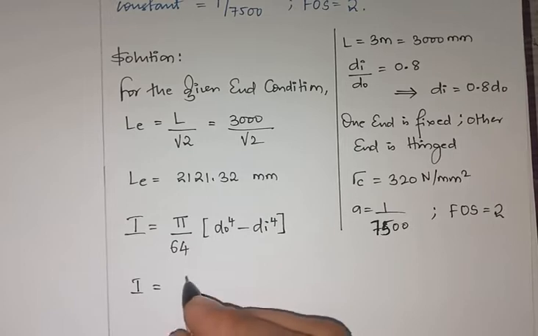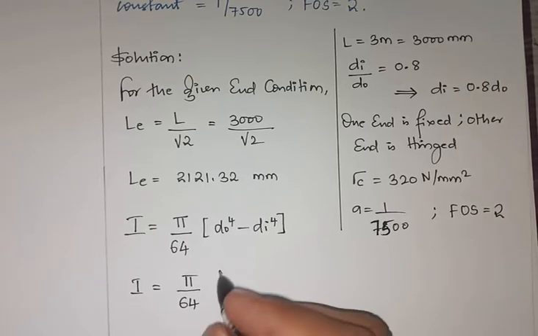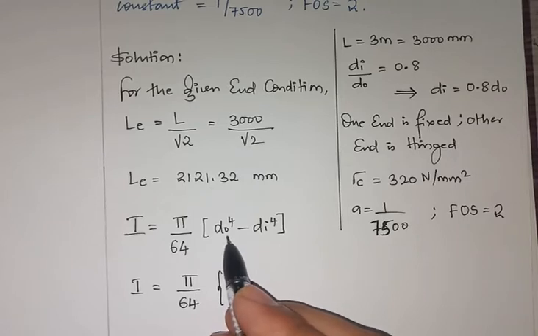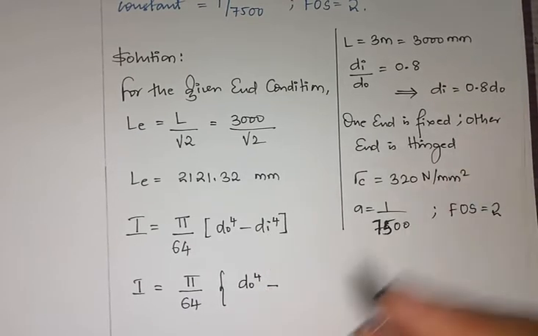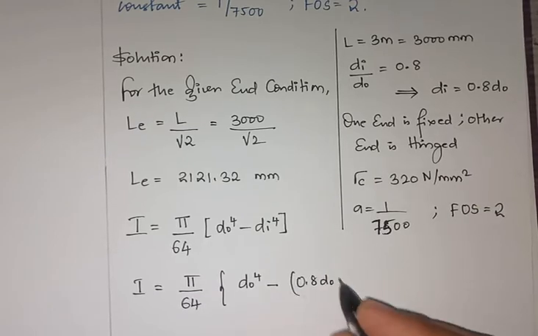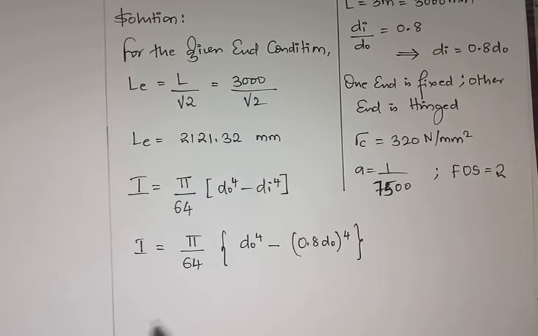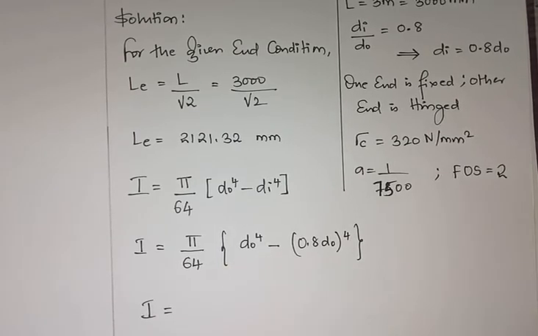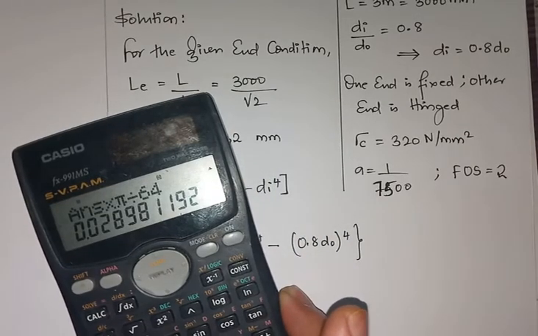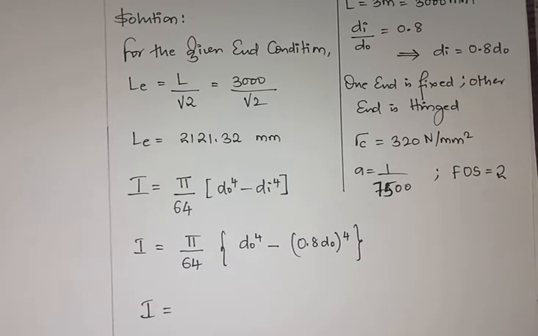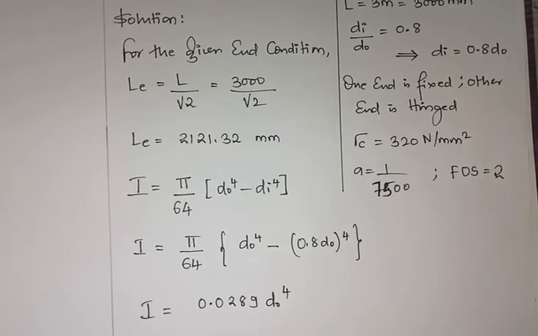So if you just calculate, it is pi divided by 64 as it is. Put a bracket. d naught raised to 4. What is the value of d naught? It is unknown. Minus di, which is 0.8 times d naught, raised to 4. Right, so if you resolve this, I'll be getting the value as 0.0289 d naught raised to 4. I'll be getting the moment of inertia in the form of d naught raised to 4.